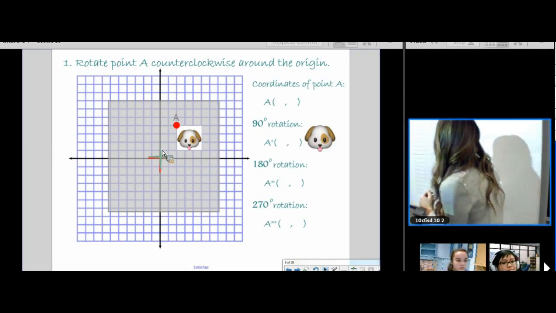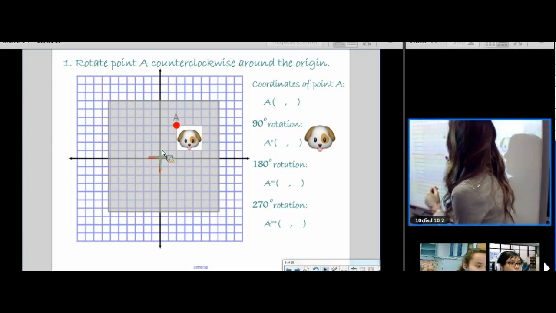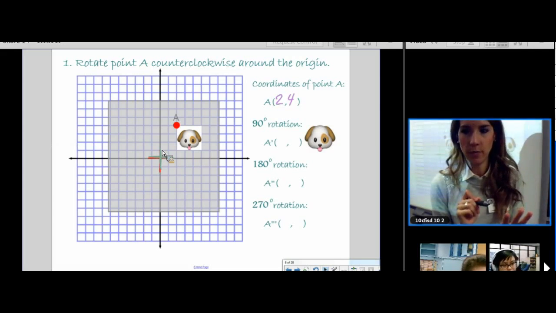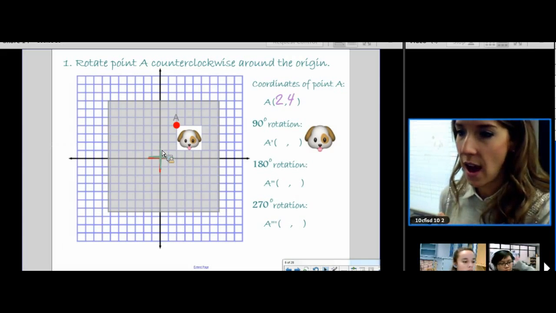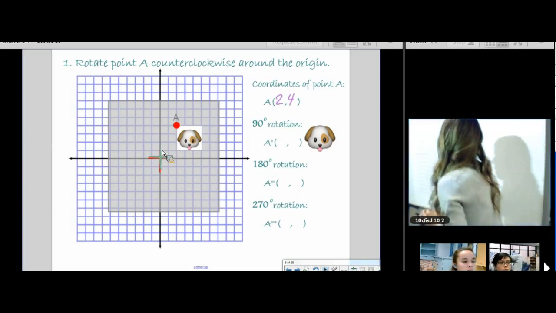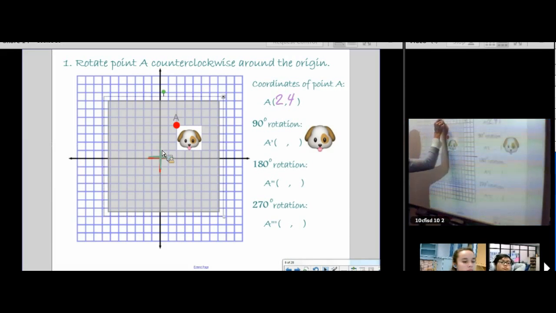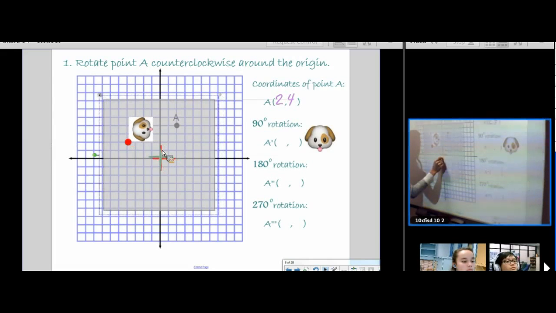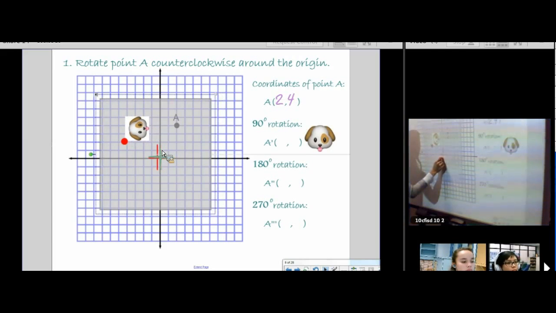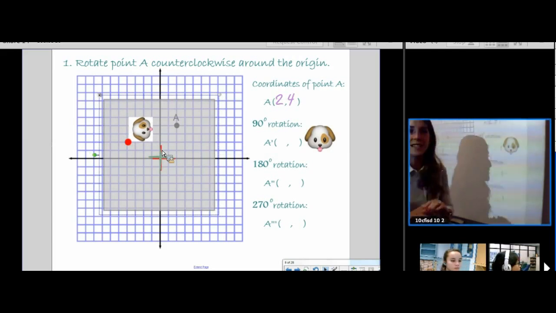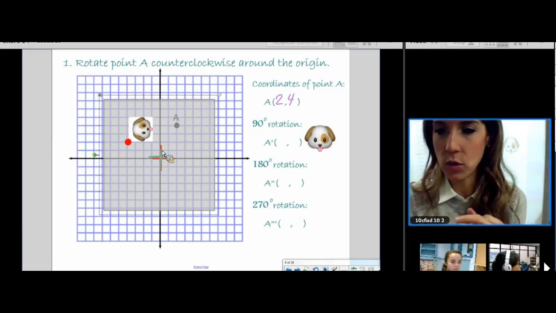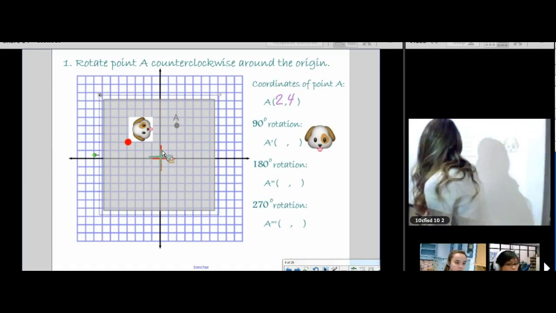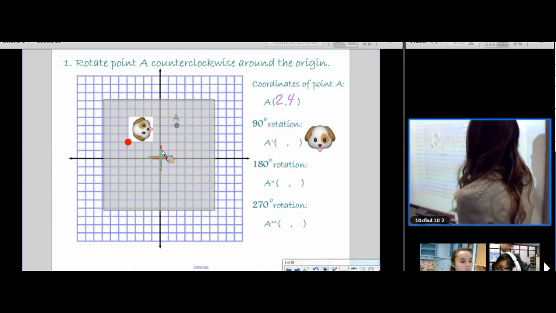So we're going to rotate that cute little puppy in increments of 90. Let's see where A begins. A is at 2, 4. So there's our original point, 2, 4. Where is it going to land if I rotate it 90 degrees counterclockwise? 90 degrees, we need to line up our origin again. Where did A prime land? What's the coordinate? -4, 2.